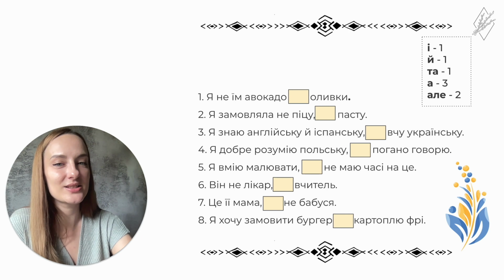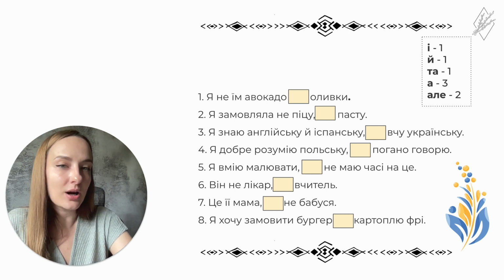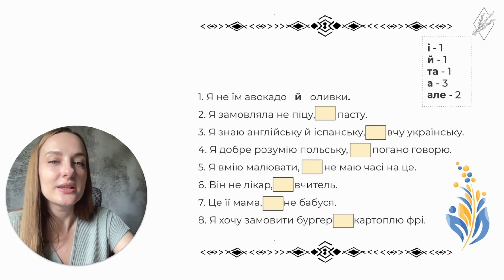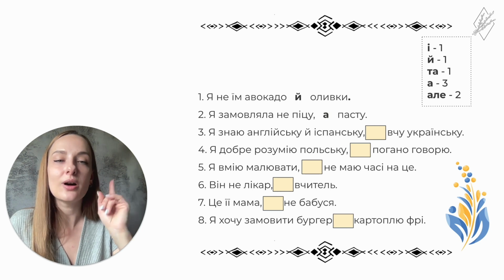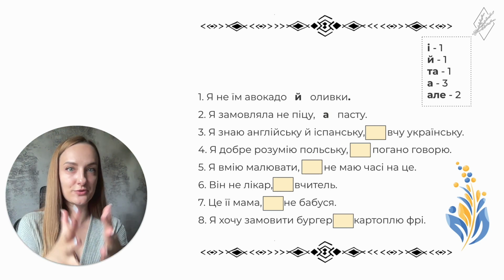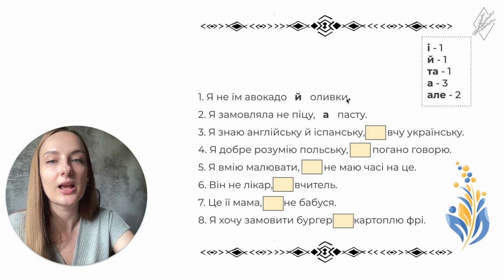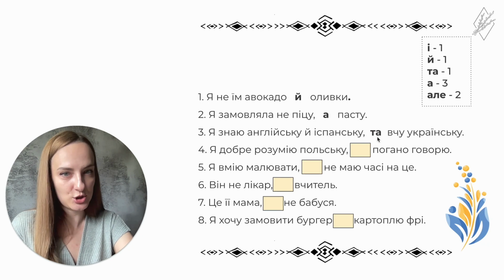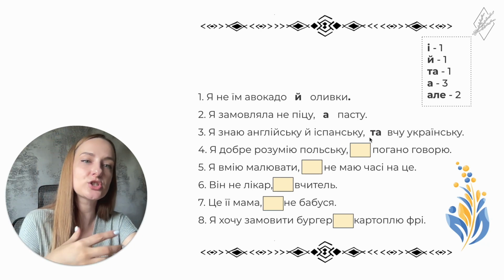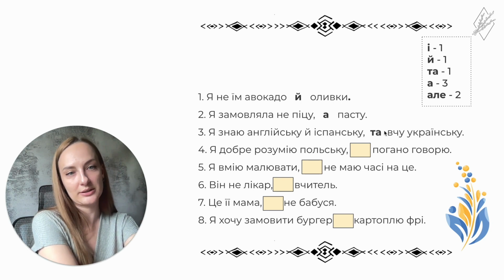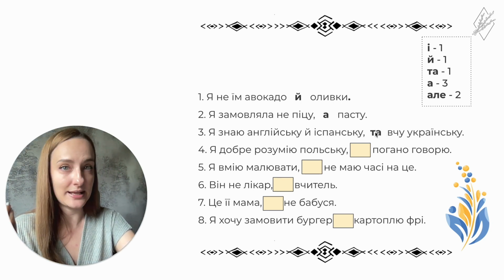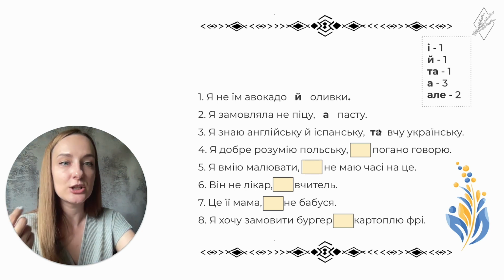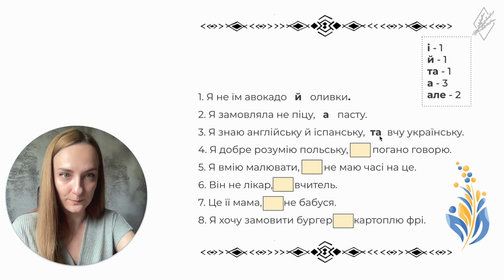Ready? Let's go. Я не їм авокадо й оливки. So I don't eat both of them. Я замовляла не піцу, а пасту. Contrast, full contrast. Not this, but this. Я знаю англійську і іспанську та вчу українську. So I know English and Spanish, and also I learn Ukrainian. Here we actually use та as "and" because it's the second "and" in the sentence. Normally the second "and" will be the conjunction та.